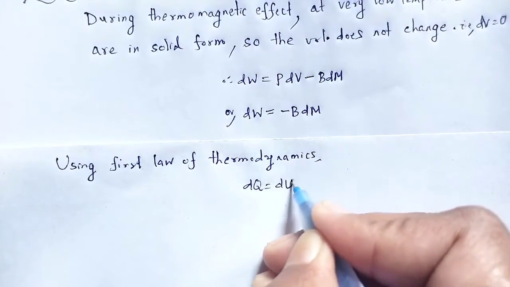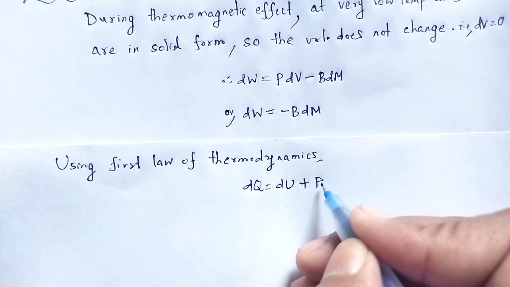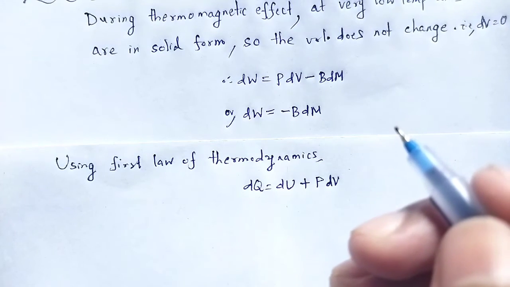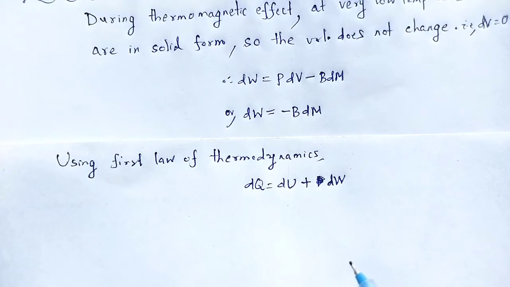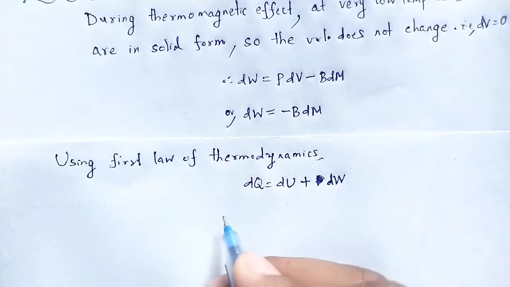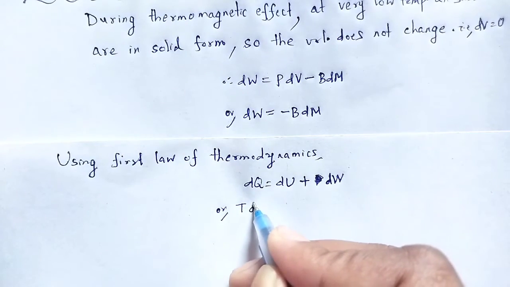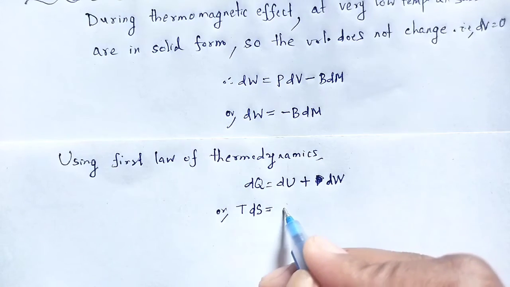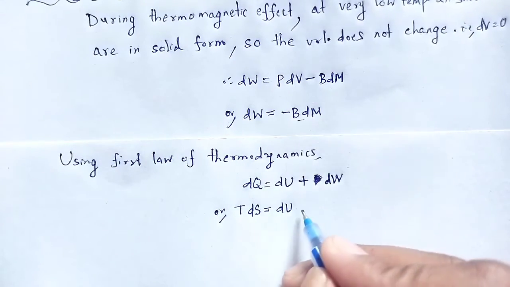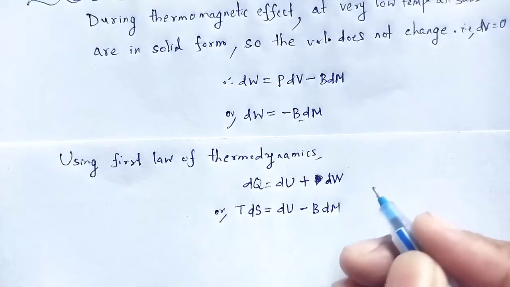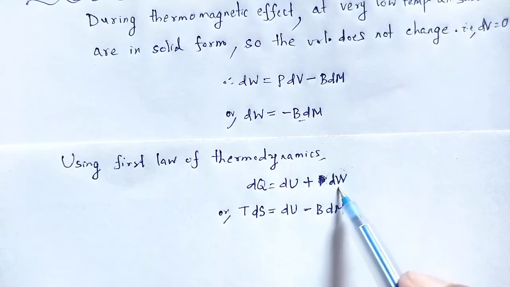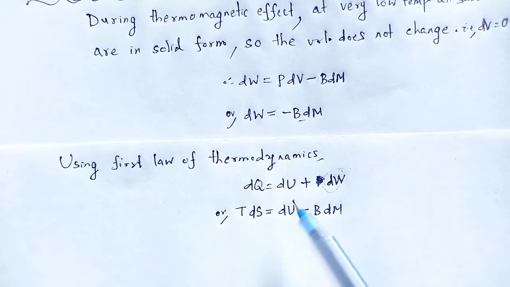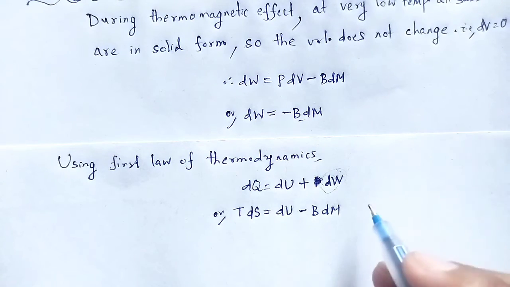Using the first law of thermodynamics, dq is equal to du plus dw, which is PdV. Here dq is equal to TdS, using the second law of thermodynamics, with T the temperature and dS the change in entropy. In place of dw, we put minus BdM. Let us compare that equation to the standard equation of the first law of thermodynamics.